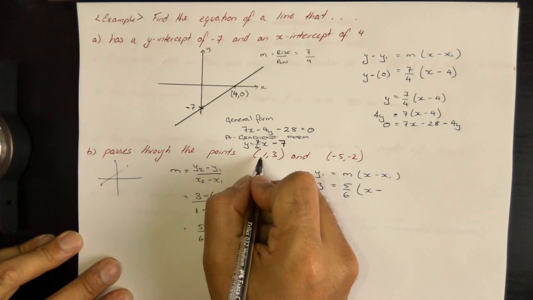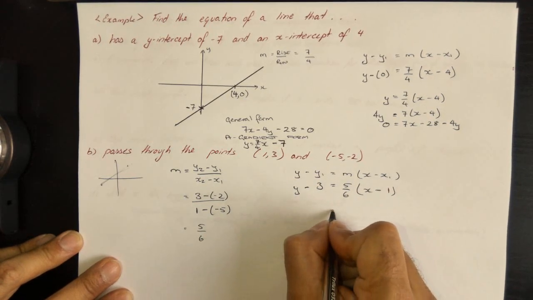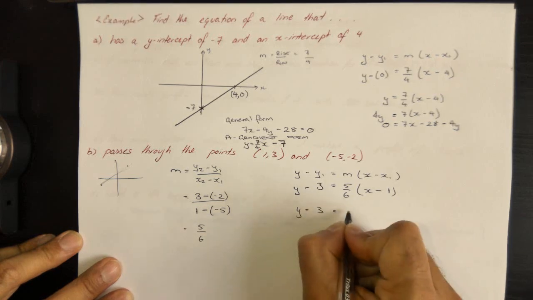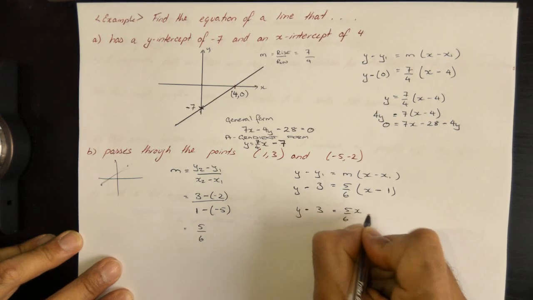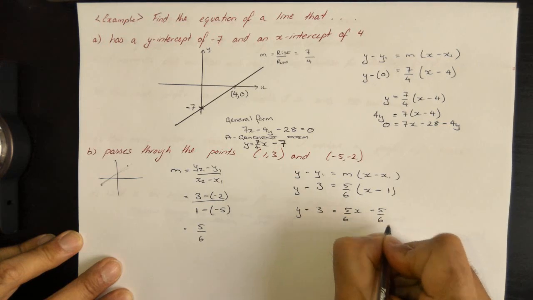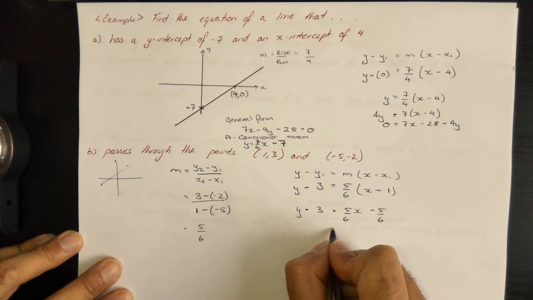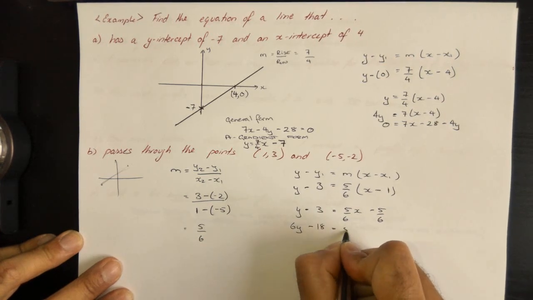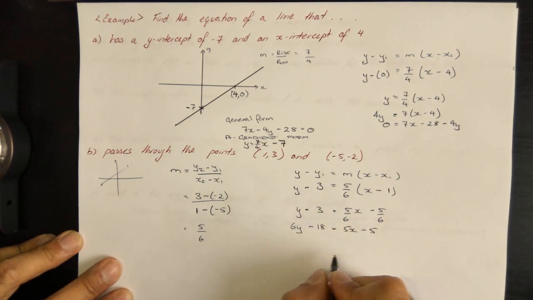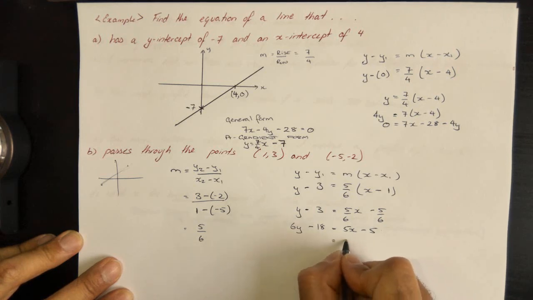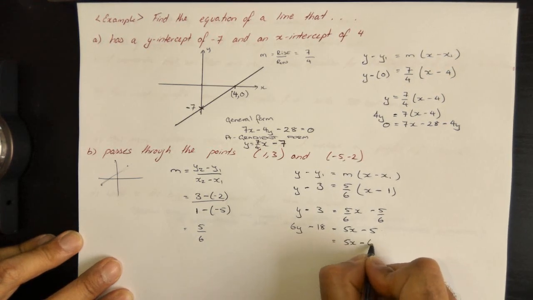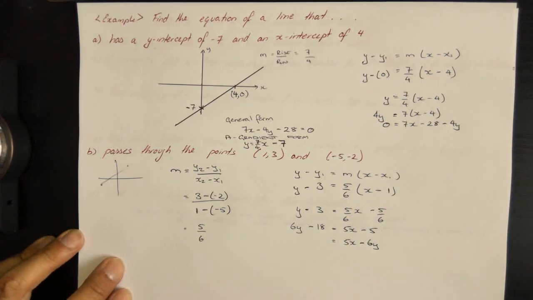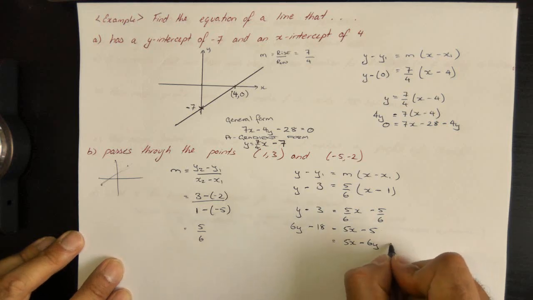My x1 is 1. Okay, cleaning this up, I get y minus 3 equals 5 over 6 (x minus 5 over 6). And we can multiply everything by 6. 6y minus 18 equals 5x minus 5. Maybe take everything to one side, I'll get 5x minus 6y, and that's going to be plus 18, so negative 5 plus 18 should be positive 13.